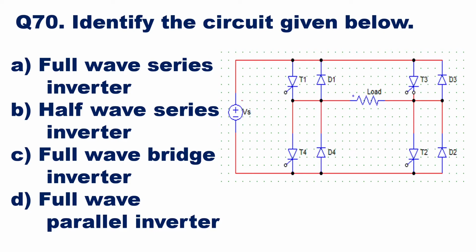So here you will be having your DC supply. Now this DC supply will be converted into AC across the load, and across the load you will get a waveform like this. This will be your waveform across the load. So it will be positive, negative voltage. The voltage will vary between Vs and minus Vs. And because it is fully controlled, it is having 4 SCRs and 4 diodes. So it is a full wave bridge inverter. So from these options, option C will be the right answer, full wave bridge inverter.